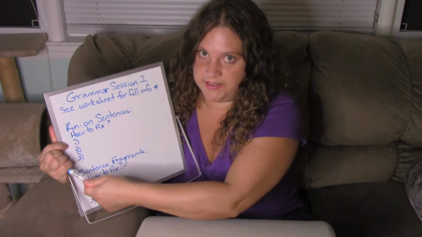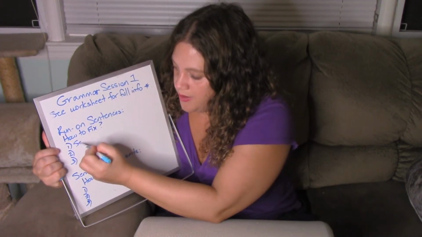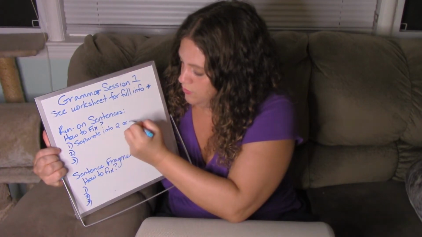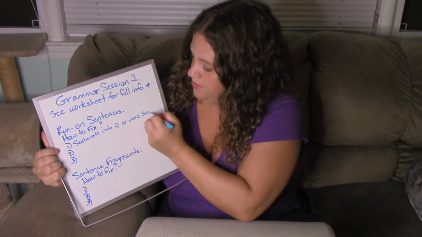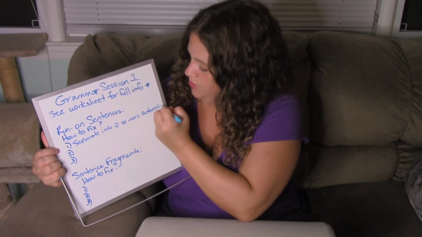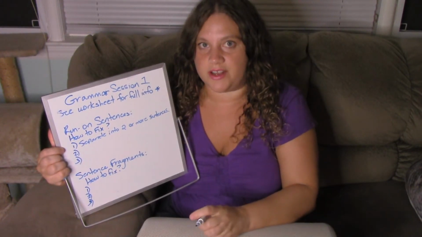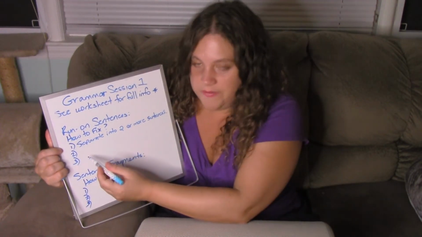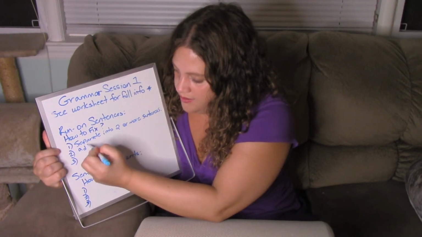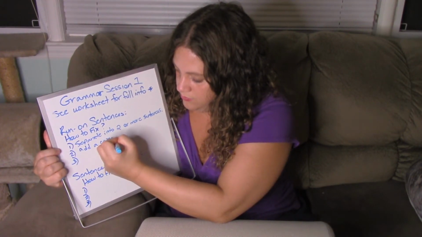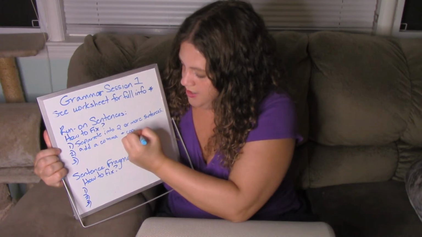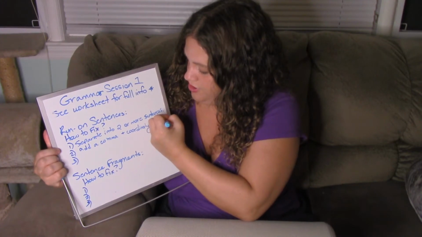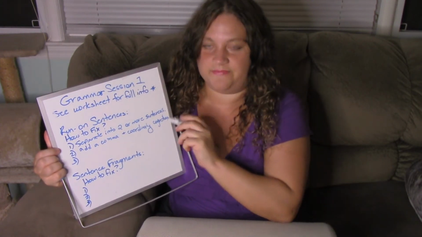All right, so how do you fix it? One, separate into two or more sentences, right? So that's fairly simple. So you just need a period, then you need to start the next sentence with its own subject and make sure that it's clear, and you're all set. Another way to fix a run-on would be to add a comma and a coordinating conjunction. Now you're probably saying, what is a coordinating conjunction? So I will be getting to that.